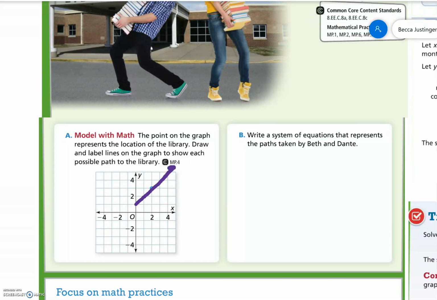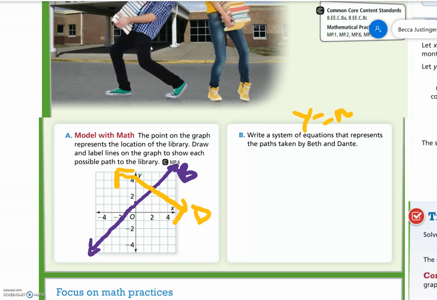So here could be one. Let's say this is Beth's. And let's draw another one. Let's do, this is Dante's. Write a system of equations that represents the path taken by Beth and Dante.